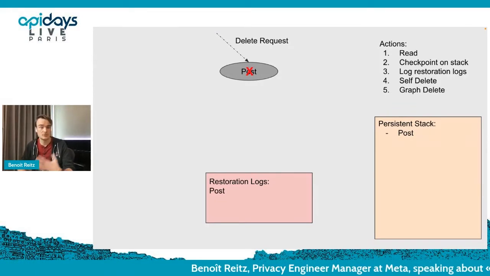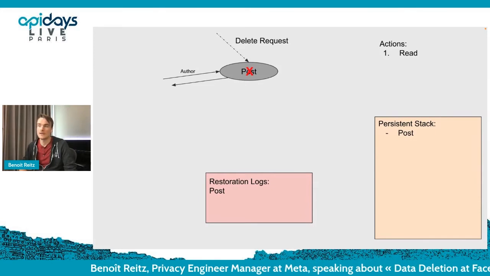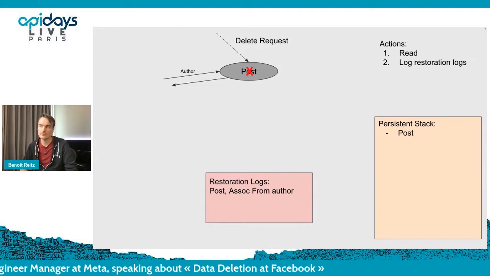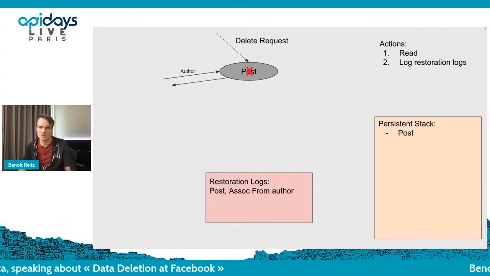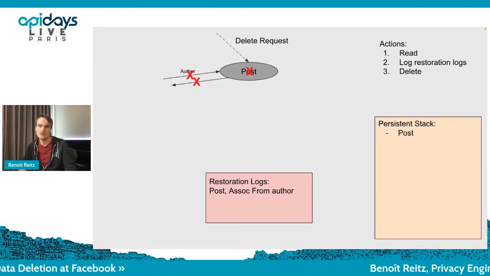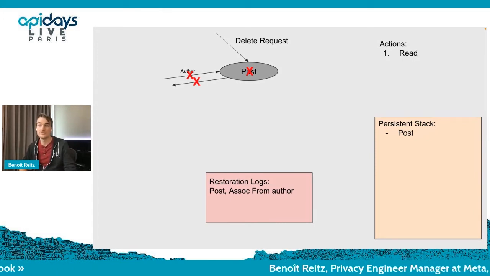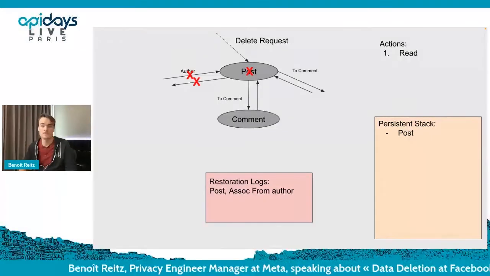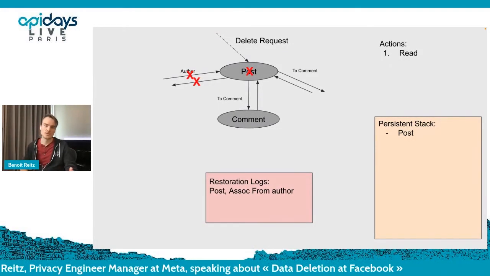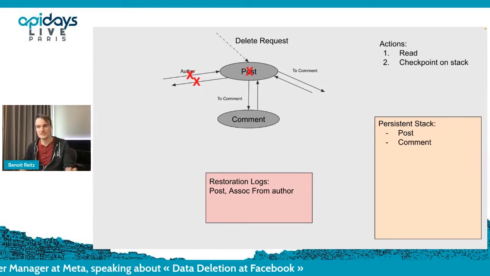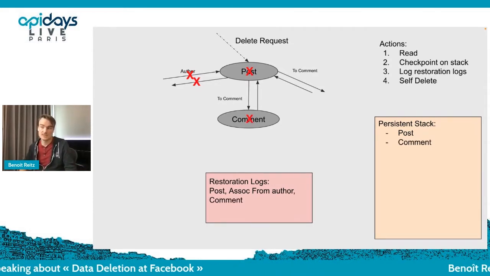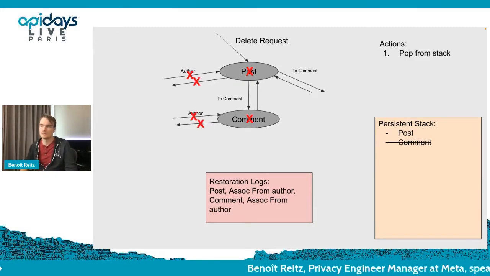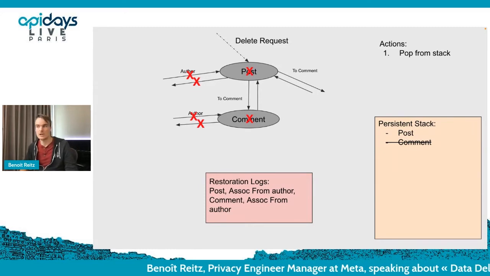And for the graph deletion, we basically read the schema definition and list all of the soak types we need to fetch. So here, there's the soak to the author, and this is a shallow soak, so we're just going to delete the soak. So first log the restoration log, then delete the soak, move on to the other soak type, in this case, the soak to comment. Those are deep soaks. So we first traverse them, read what's on the other side, put it on the persistent stack, log the restoration logs, delete the object, and do the graph deletions recursively from there. In this case, there is just a soak to the author, which we delete as it's a shallow soak.